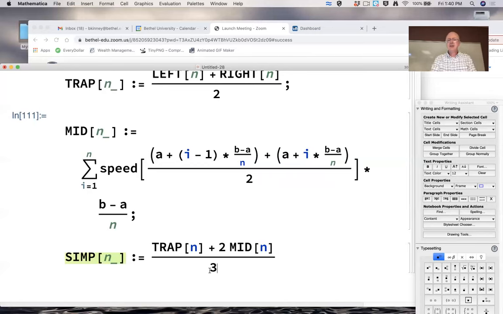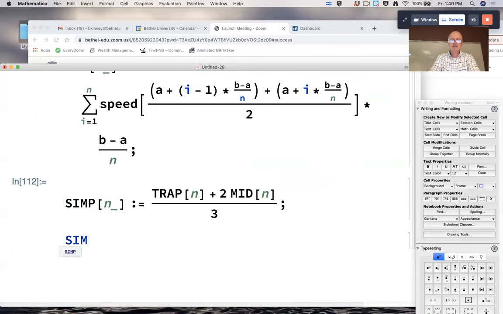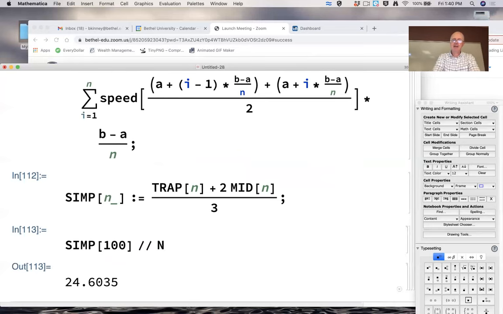And the fact that I'm multiplying the midpoint by 2 and the trap by 1 means I'm giving the midpoint rule more weight. I am really averaging 3 numbers here, trap and mid twice. And that's why I have to divide by 3 instead of 2. And that turns out to be the best rule. And when you use these things to get a numerical approximation, do slash capital N at the end.